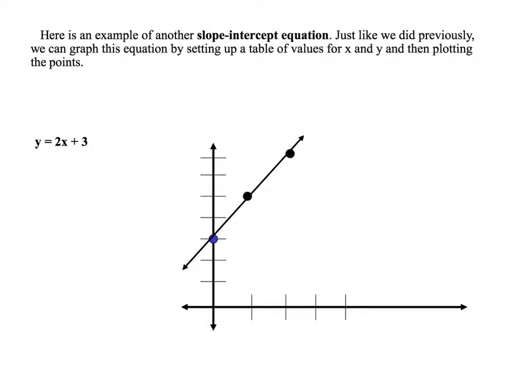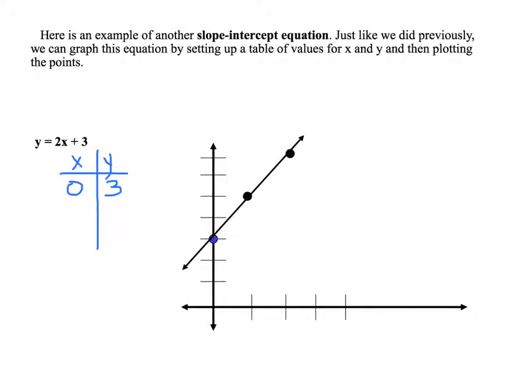Here's another example of another slope-intercept equation. Just like we did previously, we can graph this equation if we wanted to by setting up a table of values for x and y and then going through and plotting the points. So here's my t-chart with x and y as the headings. If I wanted to, I could say, well, x is equal to 0. If x is equal to 0, putting 0 in for x, I would get y is equal to 3.